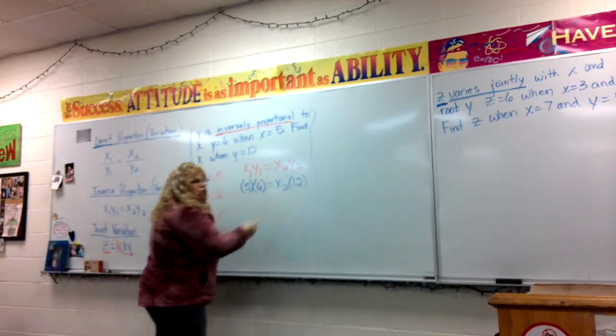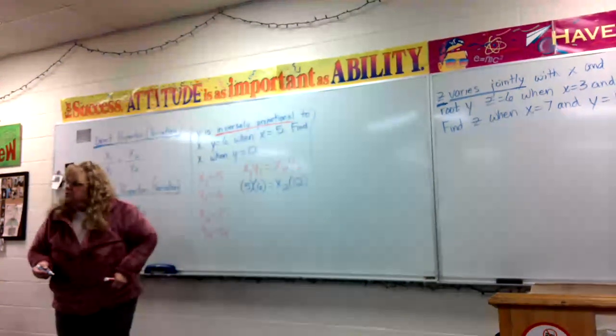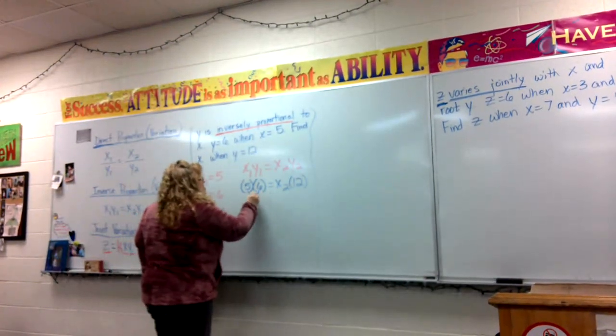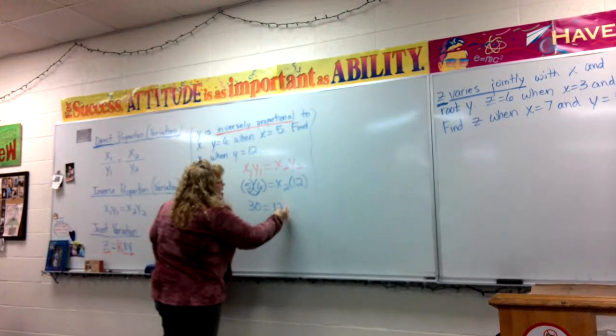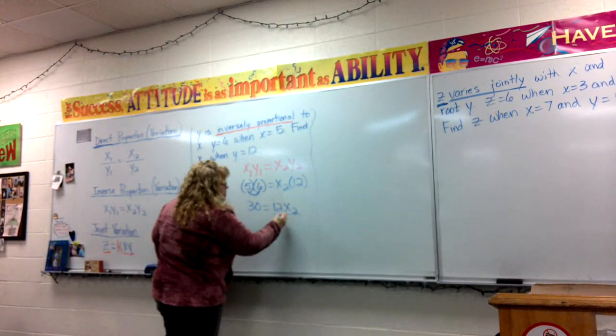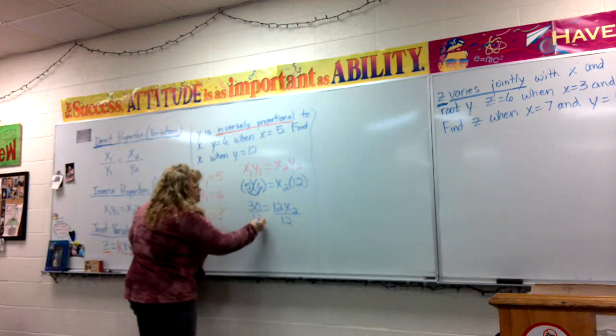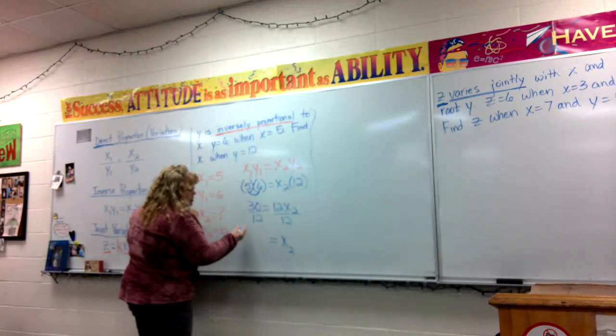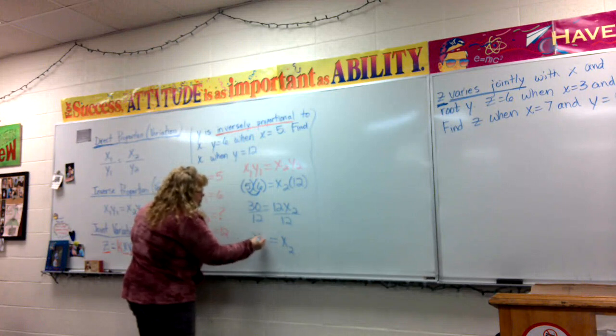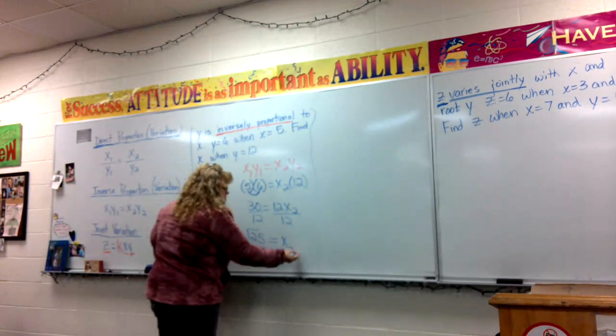So from there, you could work that out, right? Multiply these together. 30 equals 12x2. Divide by 12, divide by 12. What do you get for x2? I think that's 2.5, isn't it?